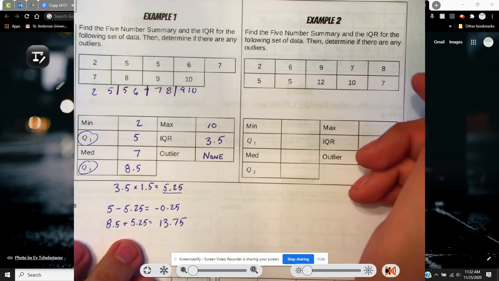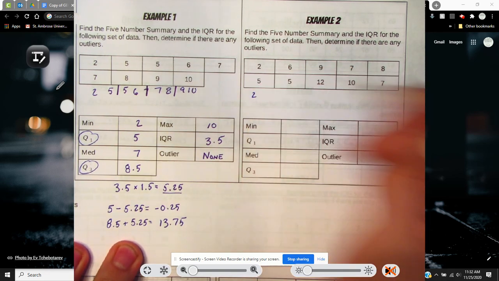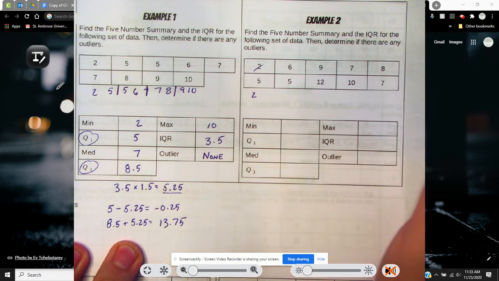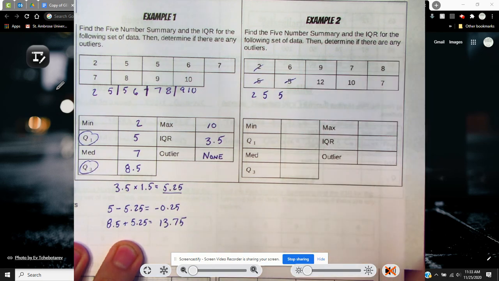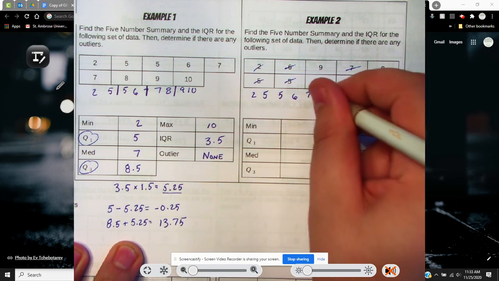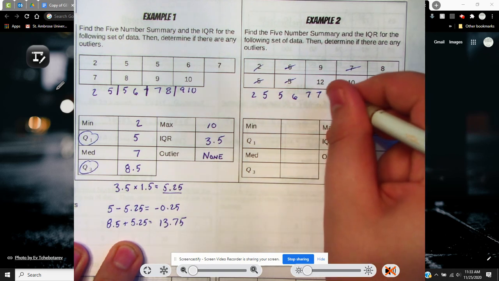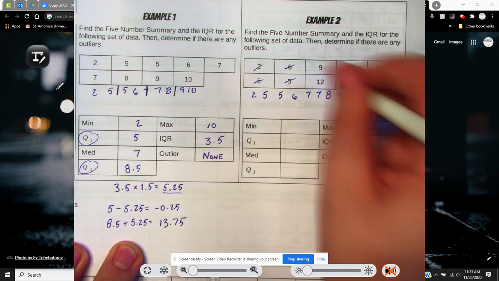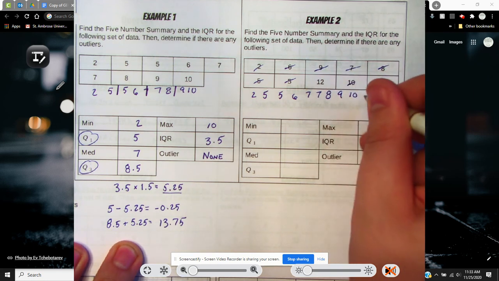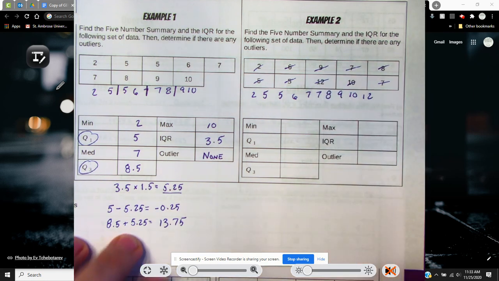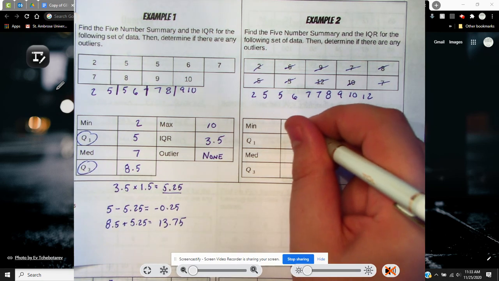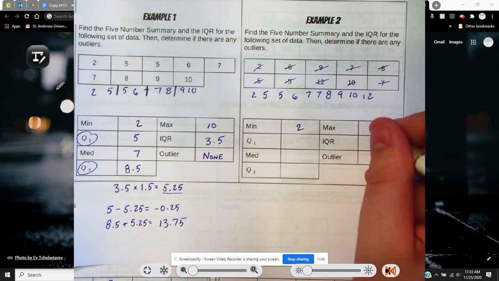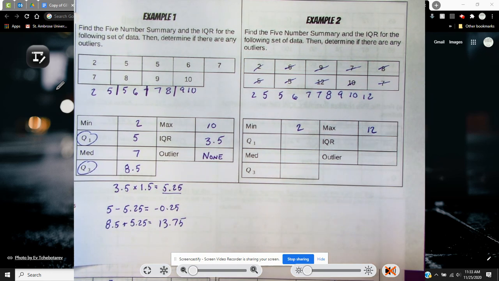Putting this one in order from smallest to biggest, should get 2, 5, 5, 6, 7, 7, 8, 9, 10, and 12. Doing so, I say my minimum is 2, my maximum is 12.